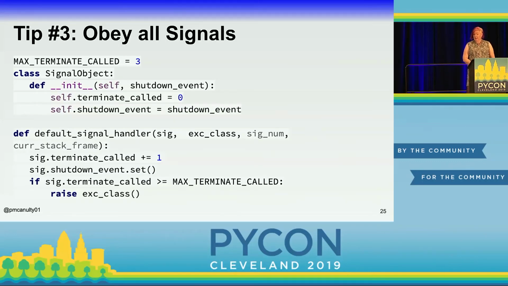That's the rule. Okay, so signal handlers. This is pretty straightforward. I create a signal object that I can pass into the handler, so it has a clue what's going on, and that object is where I track how many times I've had the signal, and I also pass it the shutdown event, so it knows how to set that event.